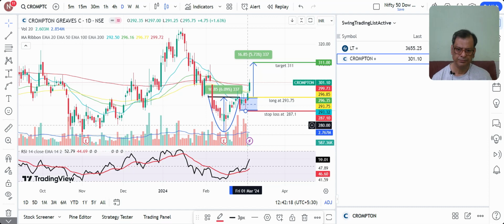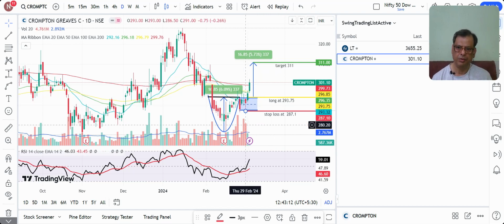For example, I took the neckline and I added 30 paisa here. You can add 50 paisa, 1 rupee, up to you. You can look at the ATR and then decide how much buffer you want to give so that your buy limit order is executed. Because sometimes what happens is, can you see here, 291 is the close. Now the next candle opens at 292.35.